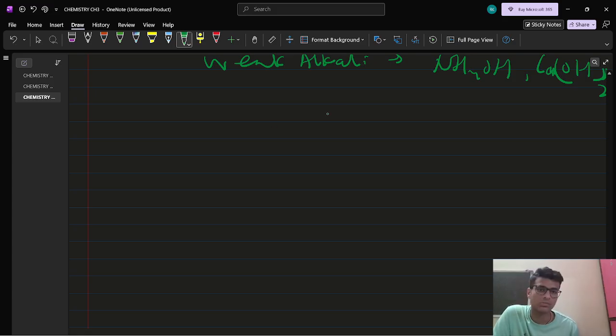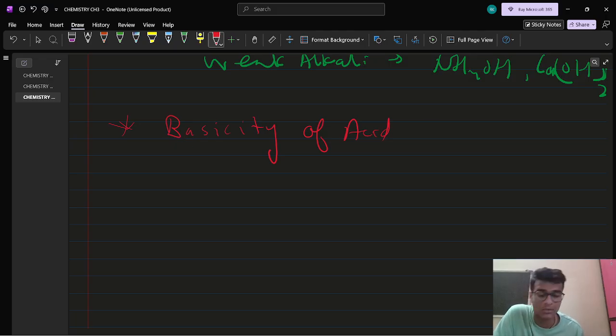Okay, so now comes one of the most important things of this chapter, and that is basicity of acid. This can confuse you because there is one more thing called acidity of bases. Basicity is related to acids, and acidity is related to bases. So its definition is again important. Not writing it, just reading once.